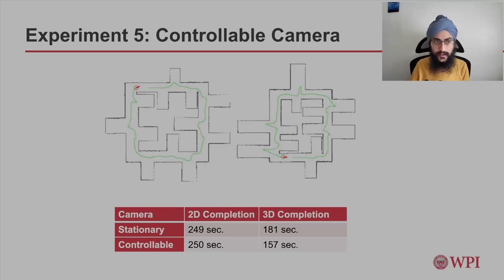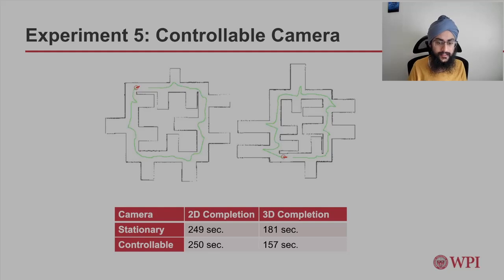This experiment was repeated once with a stationary camera just pointing forward, and then once with a controllable camera, where we can control it and look sideways as you're driving forward, so you don't have to go into that side hallway. And so this is testing whether the 3D interface helps you maintain situational awareness of what's happening with the robot as you change the point of view of the camera.